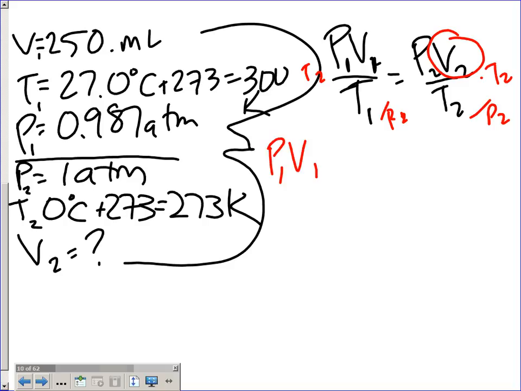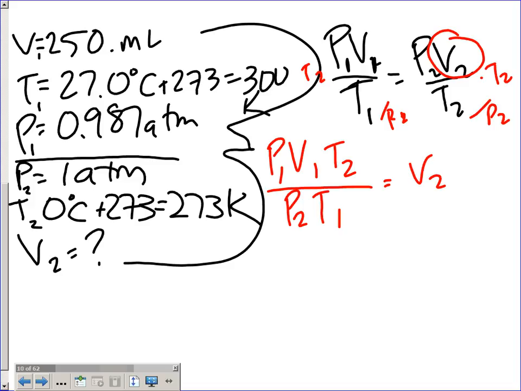P1, V1, what else goes on top? T2, because of that multiplication there, divided by P2 and T1 on the bottom. So we're rearranging variables. If you need some help with this math, I'll be a math teacher on the side here. So this is V2. Okay. You plug, plug, plug. What variable should not cancel?